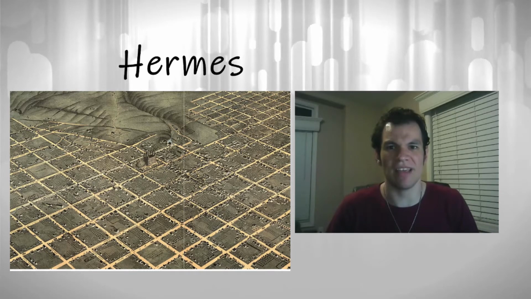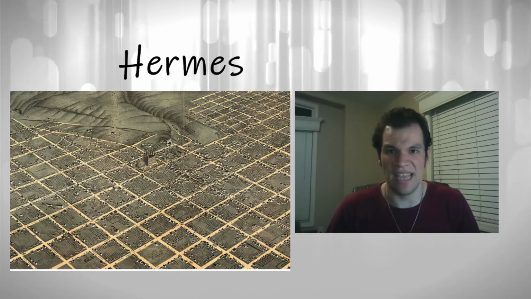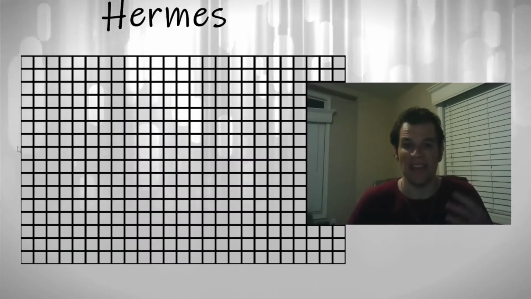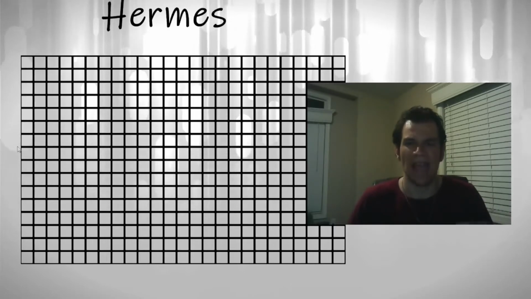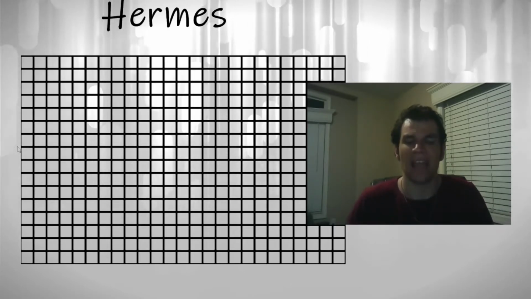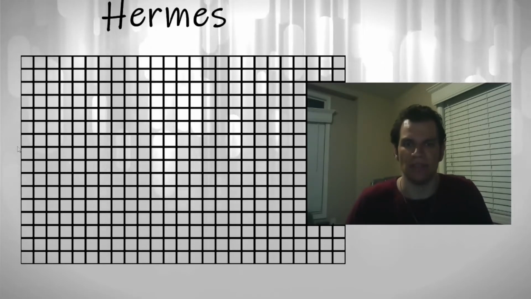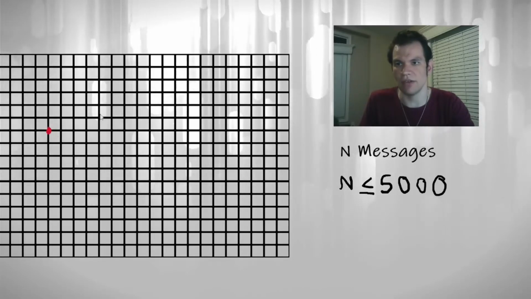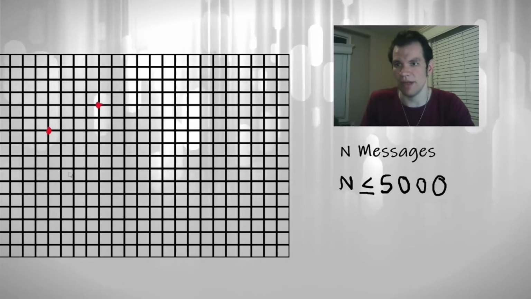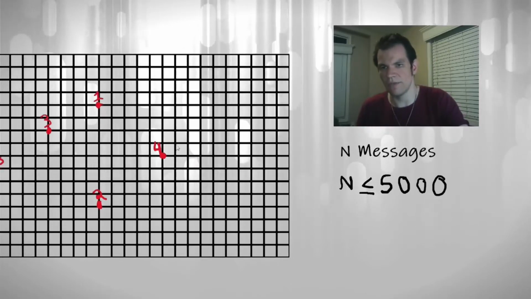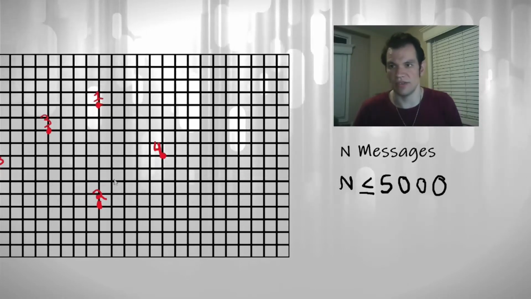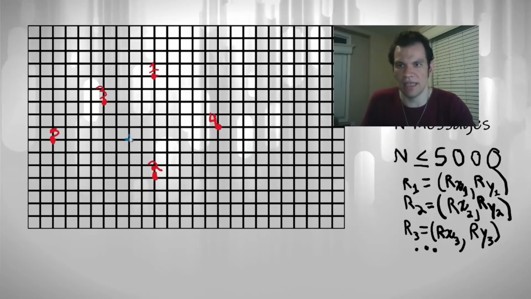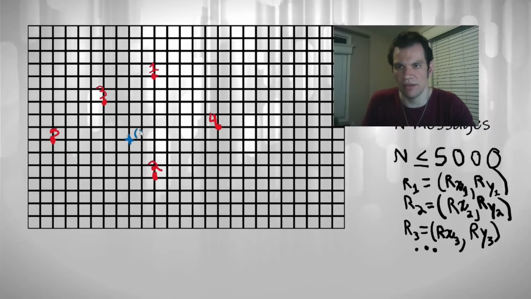This problem describes a grid-like city, where each block in the grid is one by one. Hermes has to deliver n messages to n different recipients, with n being up to 5,000. Each recipient of each possible message is one intersection of the city. I will improvise a possible input. Let's also denote each intersection with a number. Hermes starts at the origin. Let's think of this position as 0, 0.